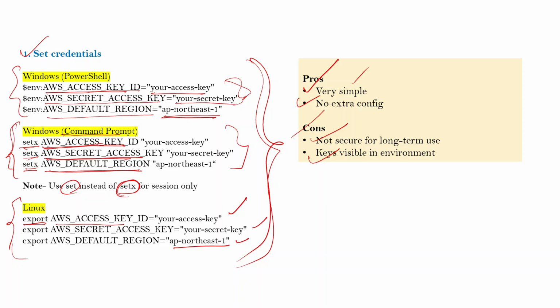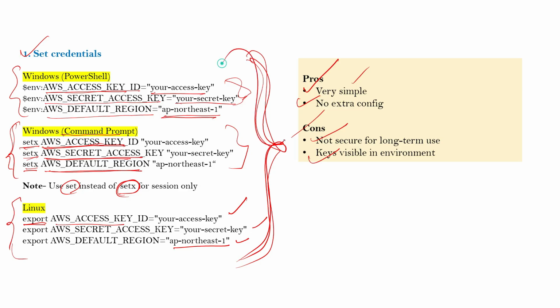So this is the first way. Let me quickly execute it and show you how to get this information and how to set up with the help of credentials. Then we'll go for the second option. We have three different ways that we use for making the connection between Terraform and AWS.